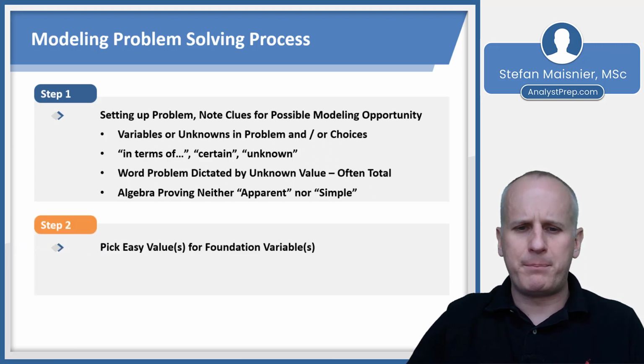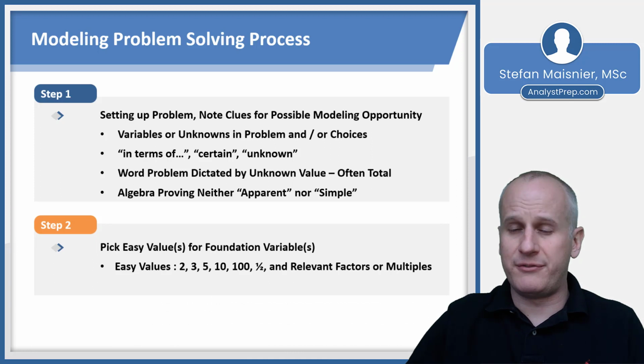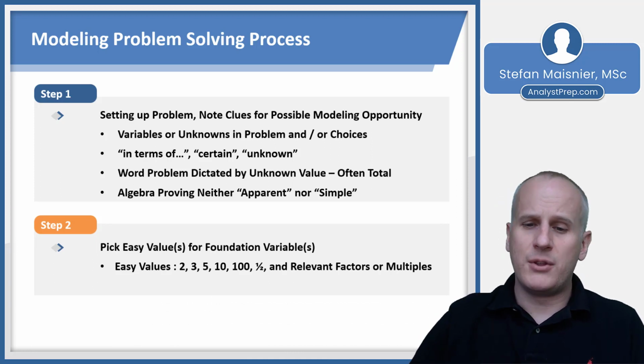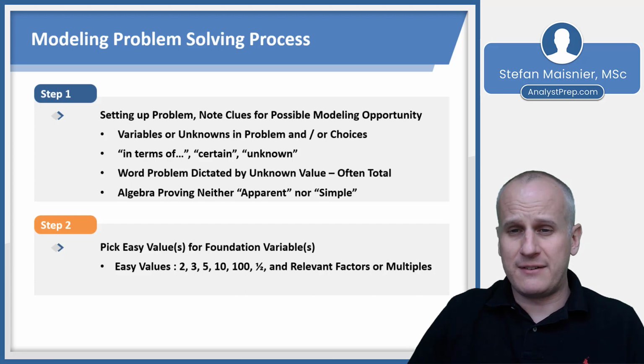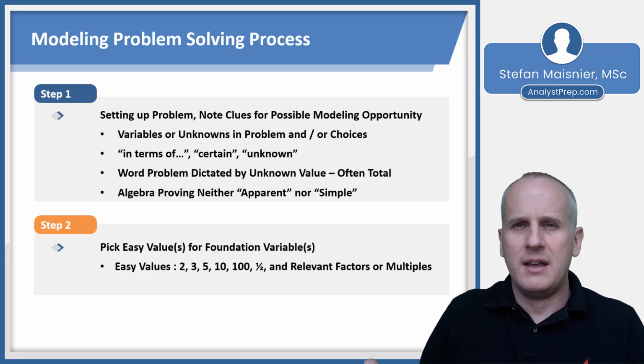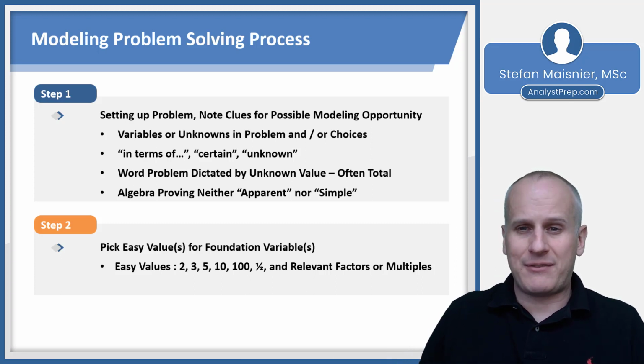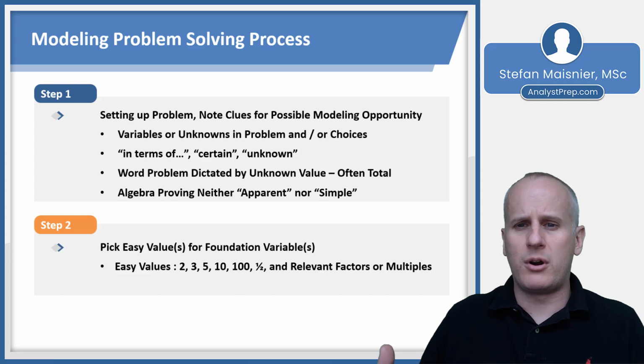Then step 2, pick an easy value for the foundation variable, or variables, dictating all aspects of the problem. In this case, it was the rates. Those easy values are going to be 2, 3, 5, 10, 100, and a half, or relevant factors or multiples. So that's why we used 8 and 4 there, because I could just make these rates the same, so I don't even have to average them. And you will be able to think through this. The more modeling you do, the more skilled you'll become at building your model with easy values.